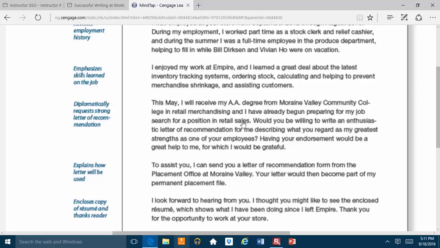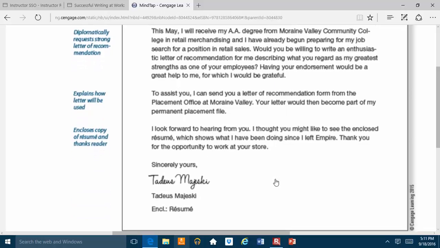Would you be willing to write an enthusiastic letter of recommendation for me, describing what you regard as my greatest strengths as one of your employees? Having your endorsement would be a great help to me, for which I would be grateful. Okay? And you want to explain how the letter will be used. To assist you, I can send you a letter of recommendation form from the placement office at Moraine Valley. Your letter will then become part of my permanent placement file.